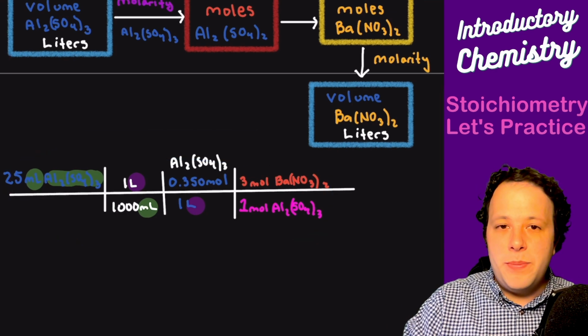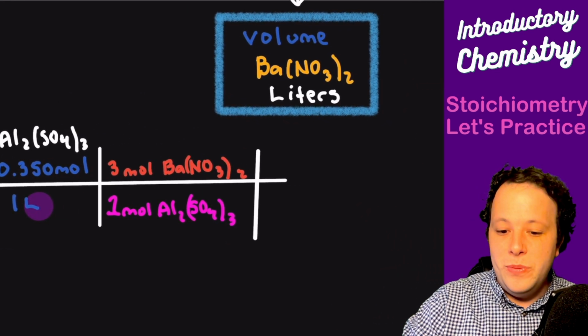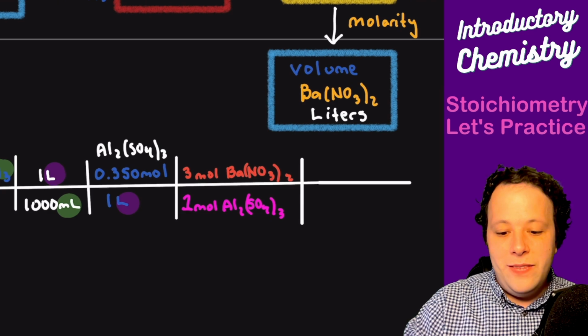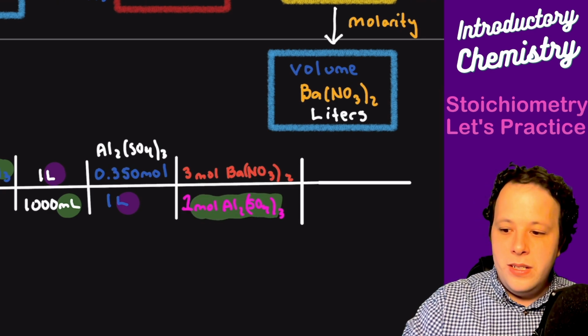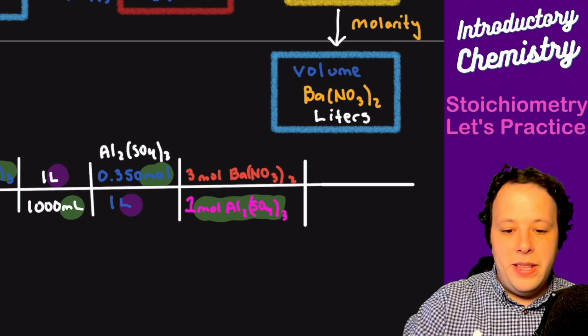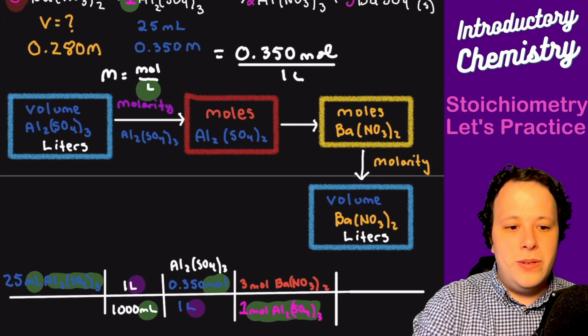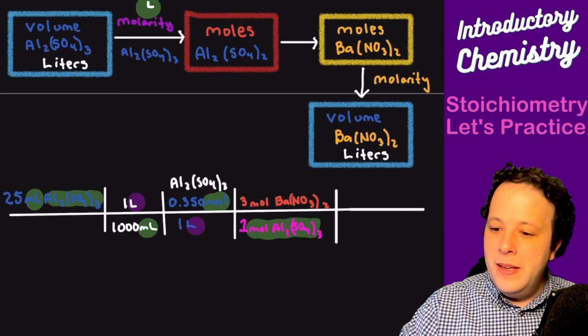And our last part, in order to cancel our units, is we are going to multiply or divide this by the molarity of barium nitrate, because that was given to us. So we can see moles cancels moles. And then we will divide that by the molarity, which, if we remember, was 0.280 for our molarity from earlier.